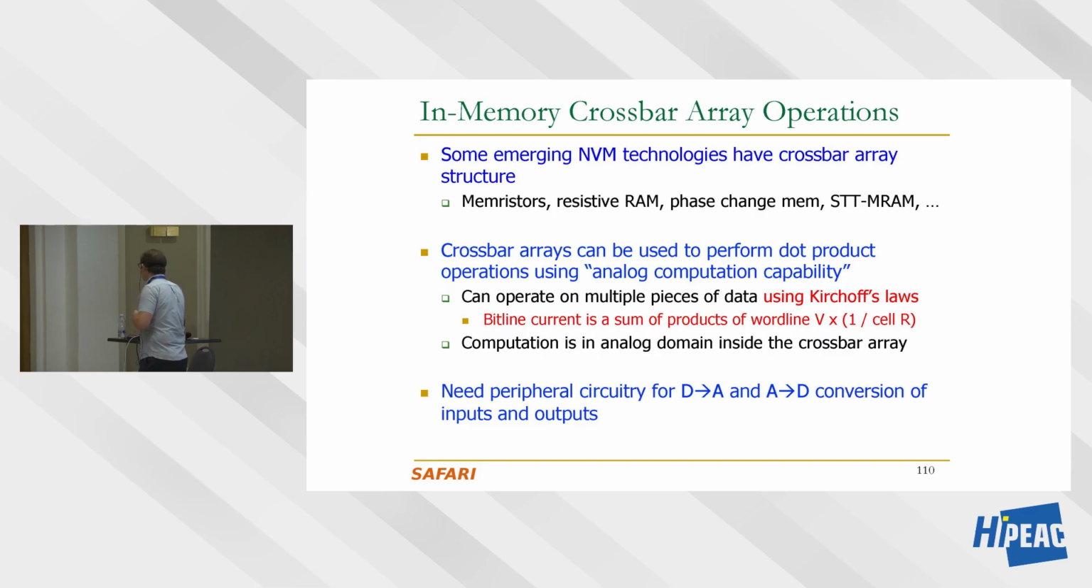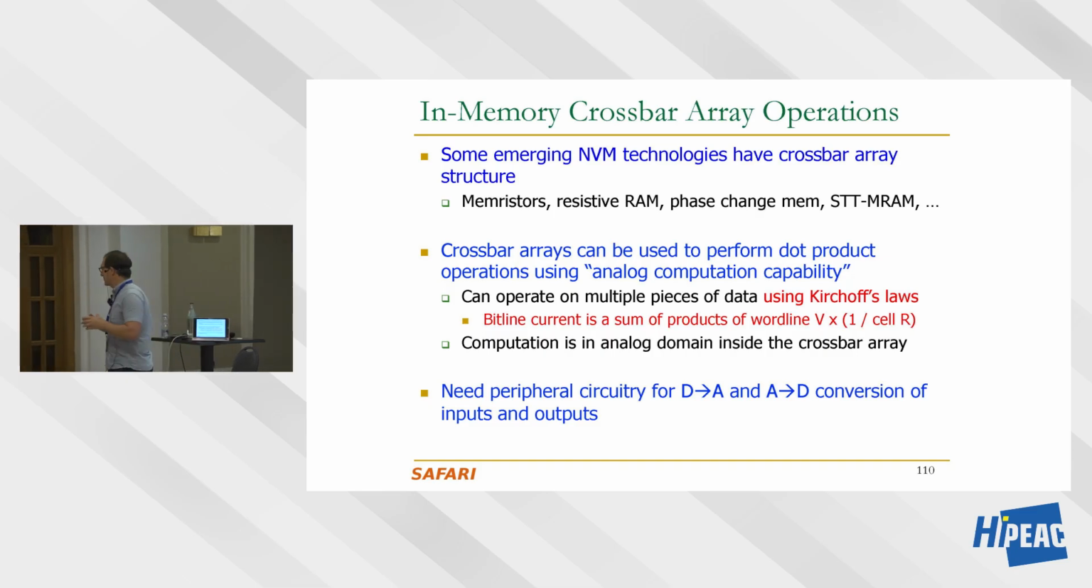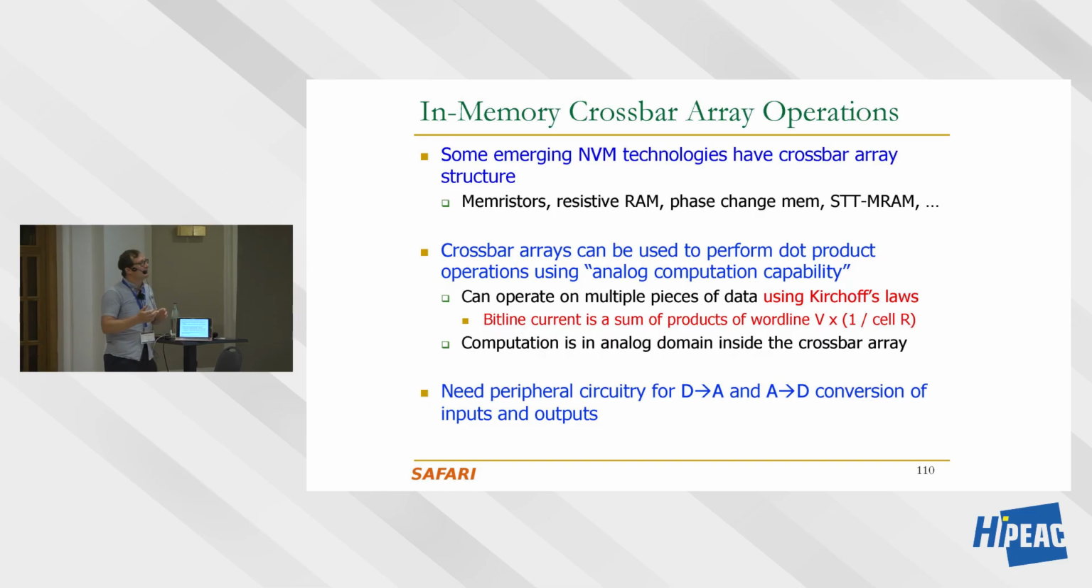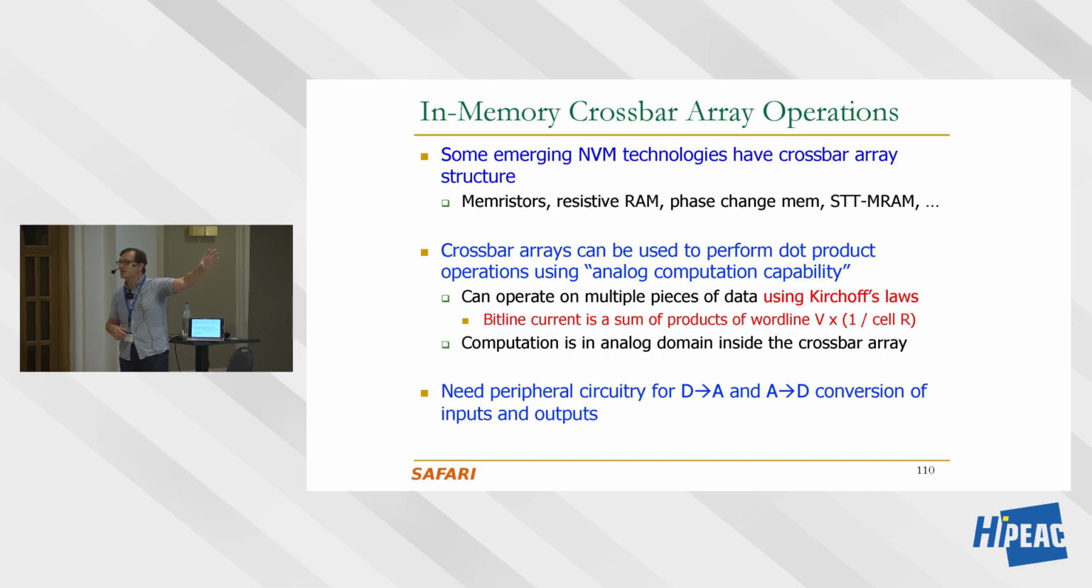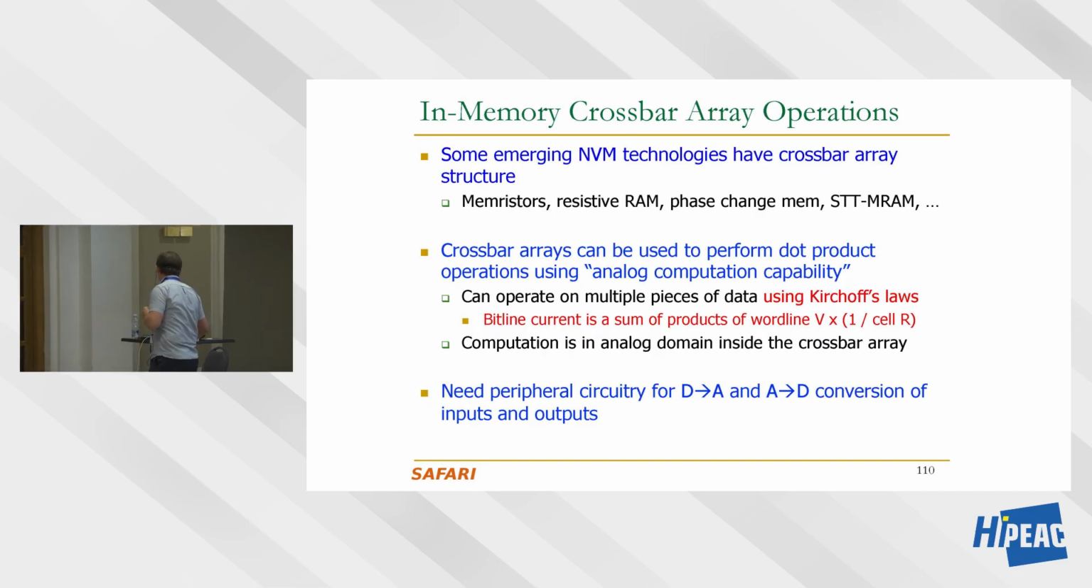I will mention emerging memory technologies a little bit because I think it's important to think about them, as I mentioned earlier. Basically, emerging memory technologies have some other capabilities that I believe DRAM and Flash are not capable of, which is matrix vector multiplication in the analog domain. And the reason is they have this crossbar array structure, which I'm going to show. They can basically operate on multiple pieces of data, again using analog computation rules, using Kirchhoff's laws. And the main principle is the bit line current that you will get is a sum of products of the word line voltage times the cell conductance, or 1 over resistance of the cell.